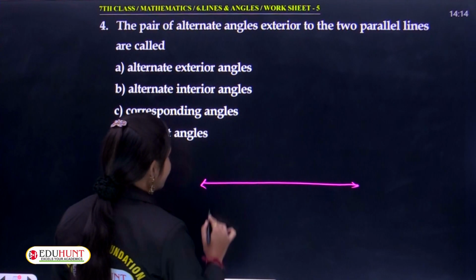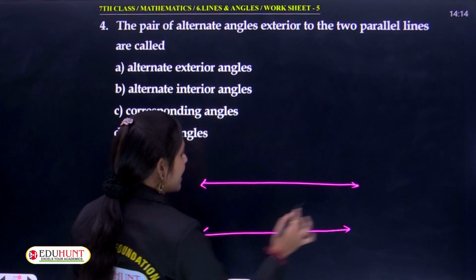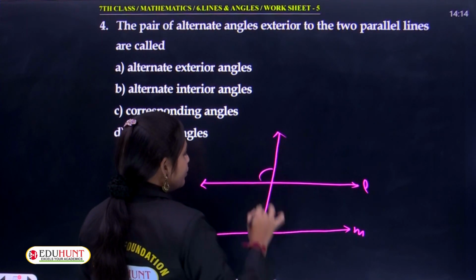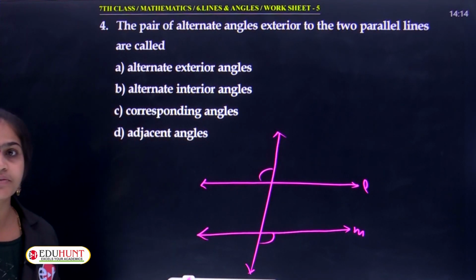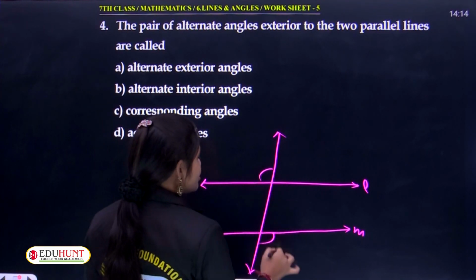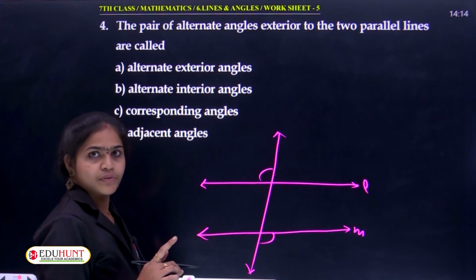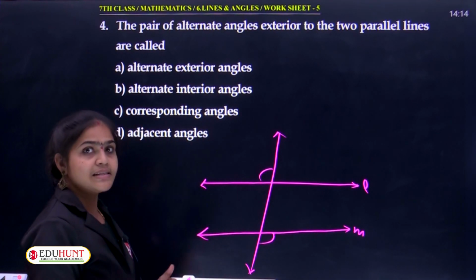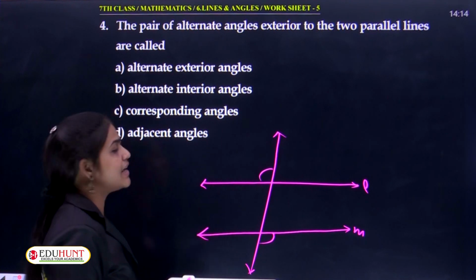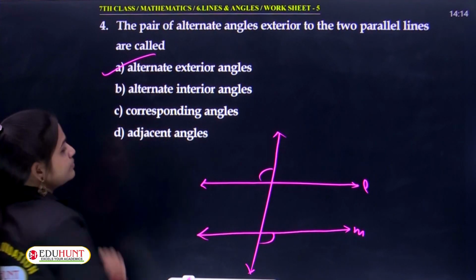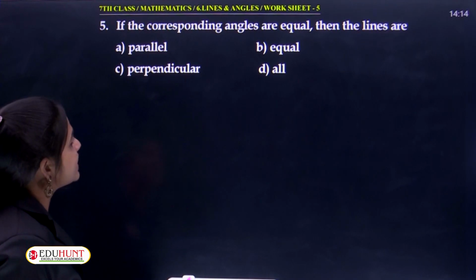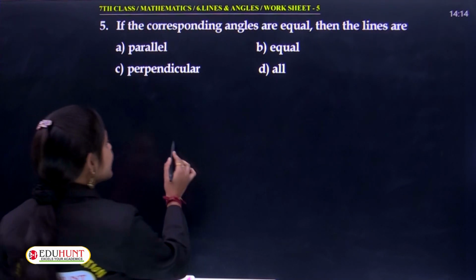Exterior to the two parallel lines means here L is parallel to M and N is a transversal, and two angles which lie outside of the parallel lines. Outside of the parallel lines, and these two are exterior angles. Those two are alternate angles, and in the same way those two are alternate angles, alternate exterior angles. Clear? Yes.